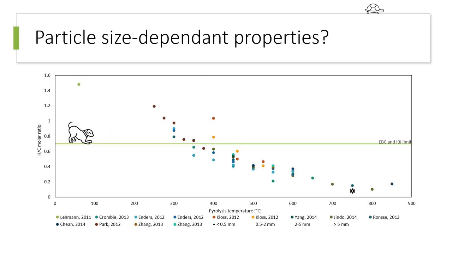Then we determined hydrogen to carbon molar ratio. As you can see, it is dependent mainly on the pyrolysis temperature, because all of the results for all of the size fractions were the same. And here indicated by the flower. This molar ratio is important to determine the stability of biochar inside soil. The lower the ratio, the longer the biochar will stay in the soil.